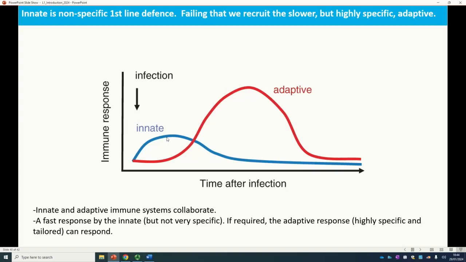Whilst the innate immune response is immediate and non-specific, the adaptive immune response is specific and will give us that memory function that we really need. And then once the infection is cleared, the adaptive immune response ramps back down and we go to our steady state.